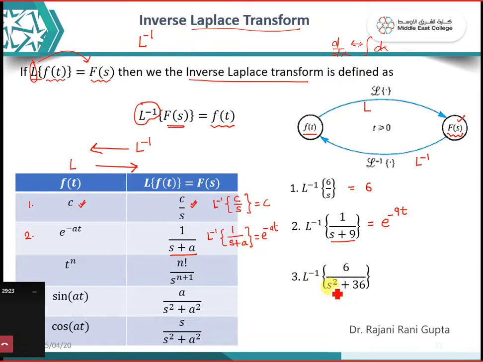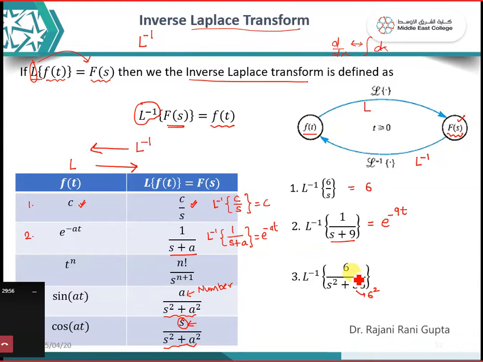Third one. Laplace inverse of 6 over s square plus 36. Now here check the denominator. s square plus something. 36 we can write easily as 6 square. Now we have these two rules. To know that out of sine and cosine which rule we have to use, we have to check the numerator. Here in the numerator we have s, whereas here we have a number.